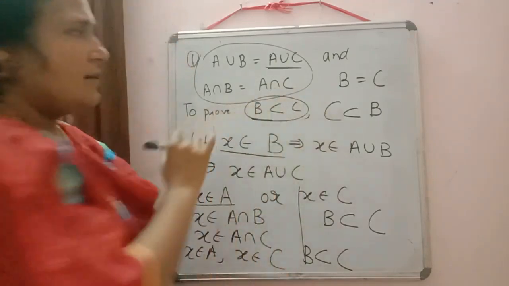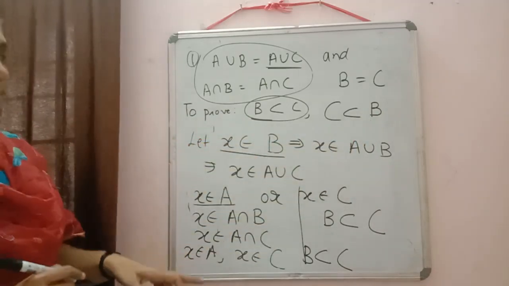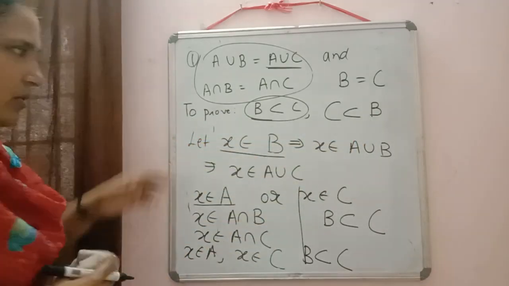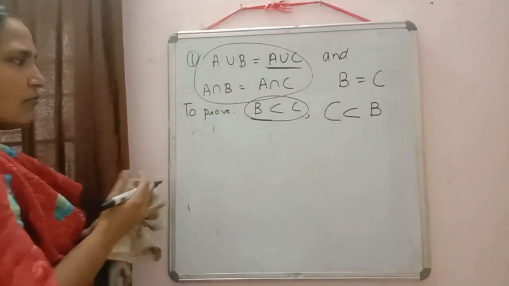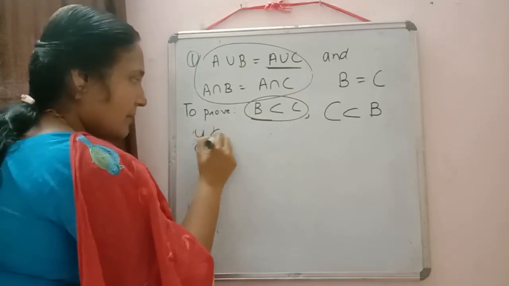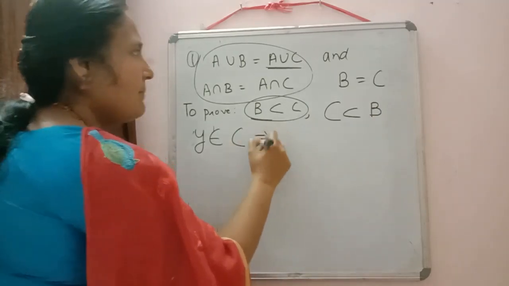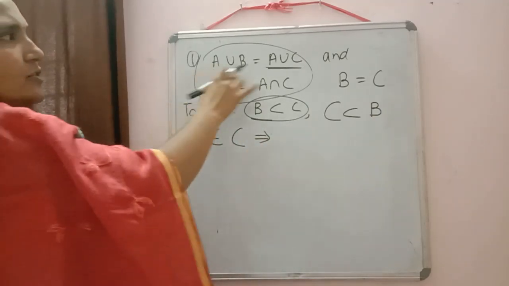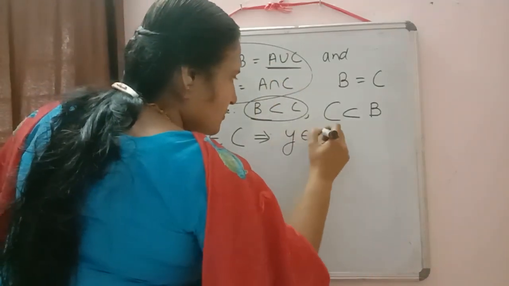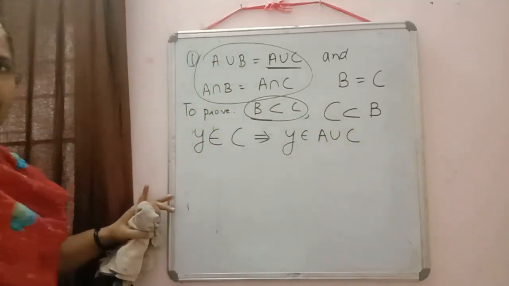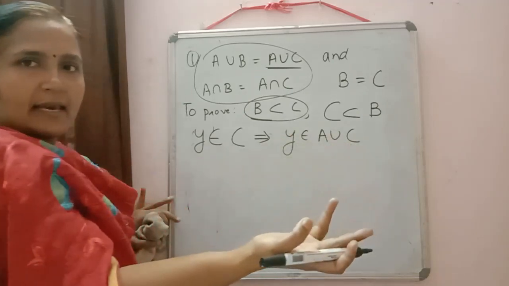This part is over. Now in the same way, we will prove C is a subset of B also. So shall I start? Okay. Already we have taken X, so now we can take another one, Y. Write down Y belongs to C. Remember, we have to prove Y belongs to B also. If Y belongs to C, can I say Y belongs to A union C? It will be there in the union. Okay, so Y belongs to A union C. What does it mean? Y can be there in A or Y can be there in C.